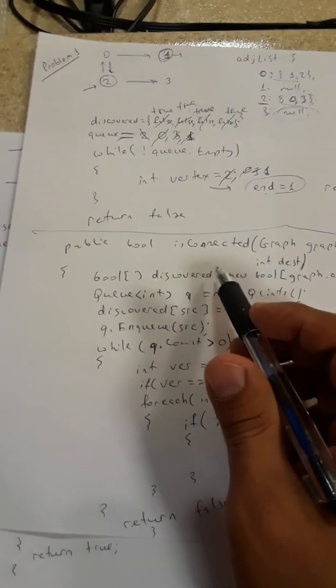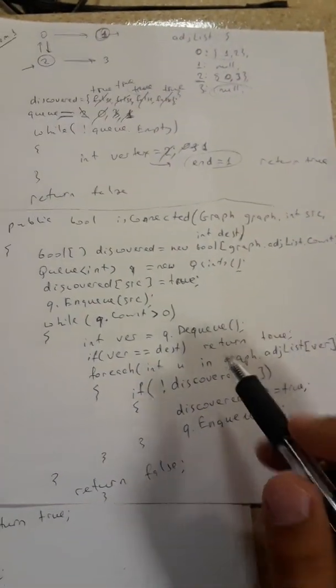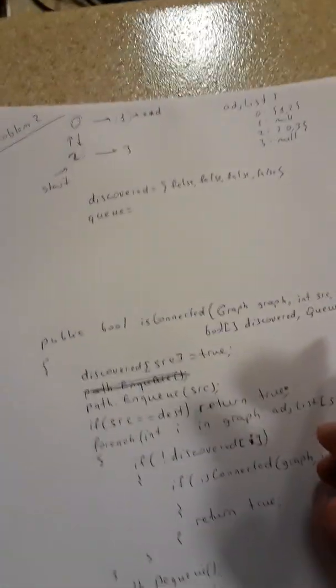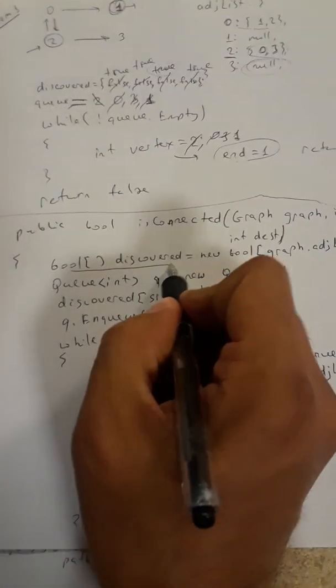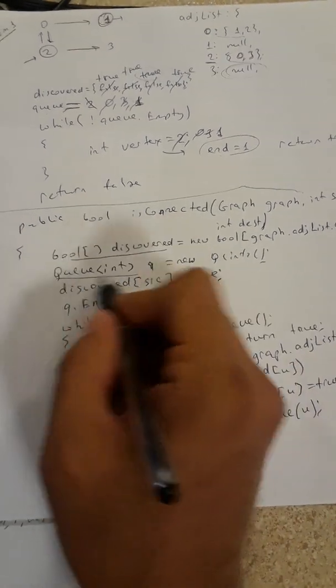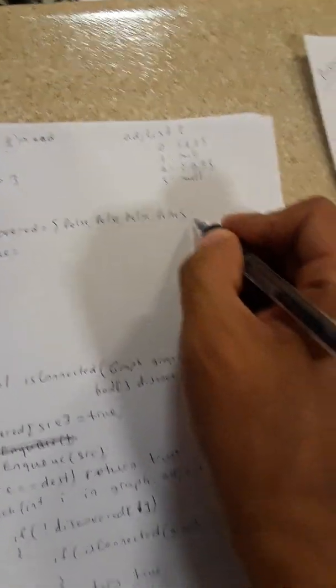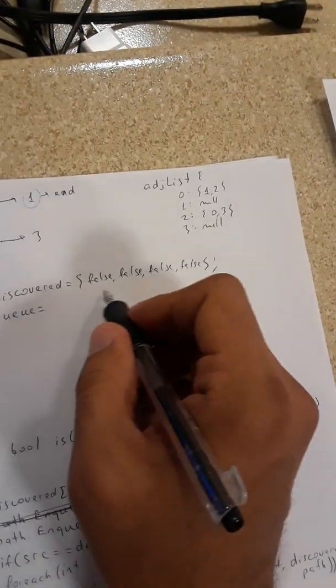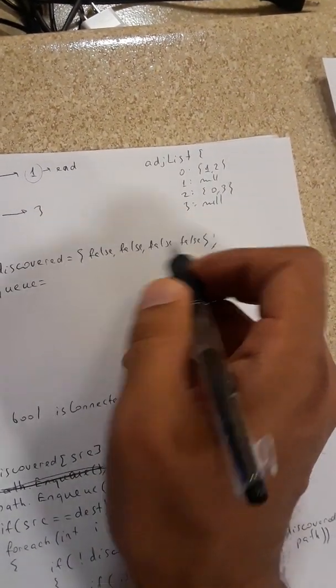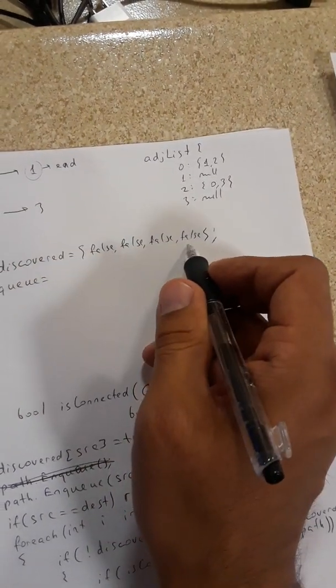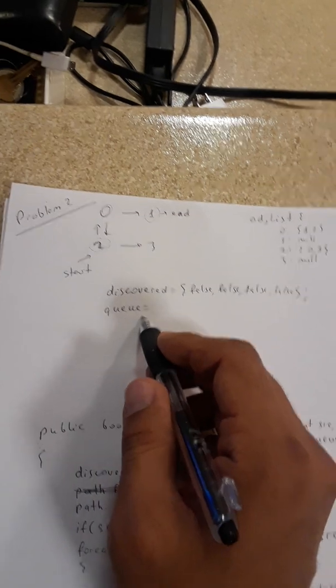is connected method from our problem 1, but in this case we will modify it a little. We'll take the discovered array and the queue data structures out of the method, and they will be declared at the beginning before the method. So we'll declare our array with false default values, and we will declare our queue.